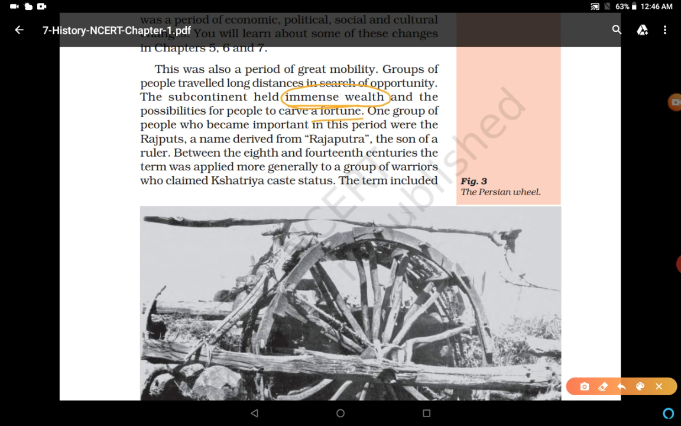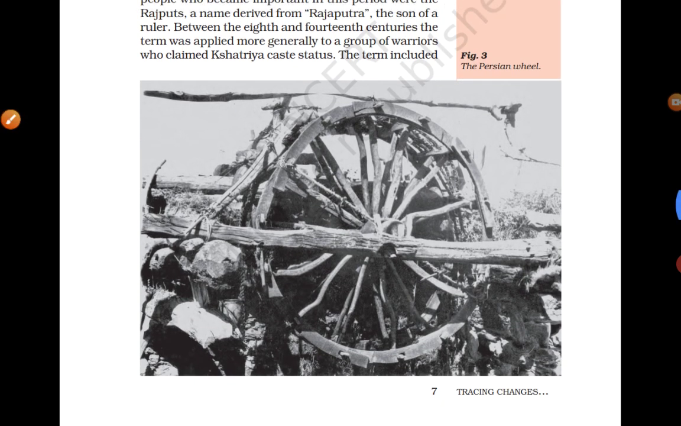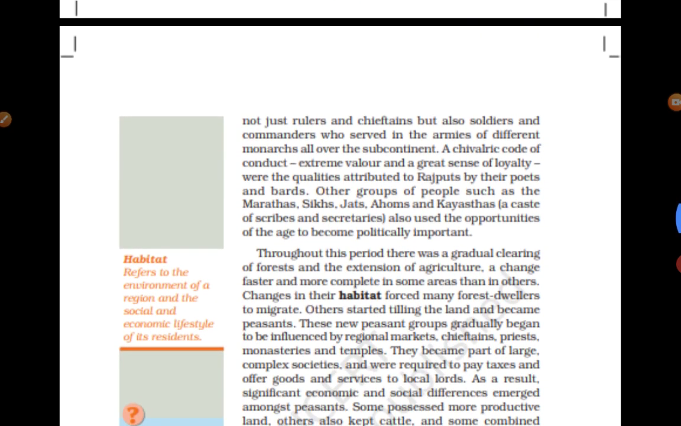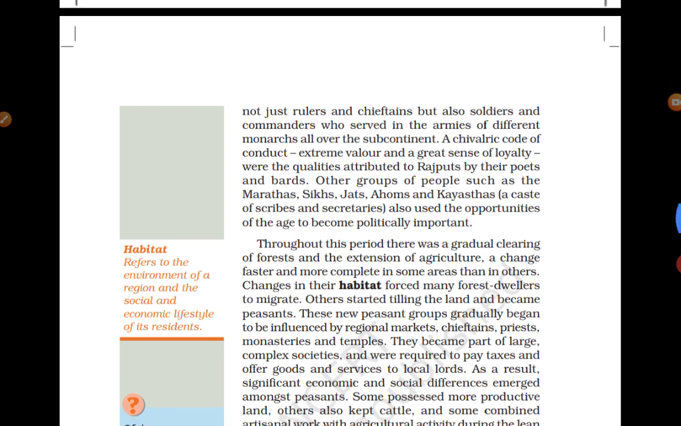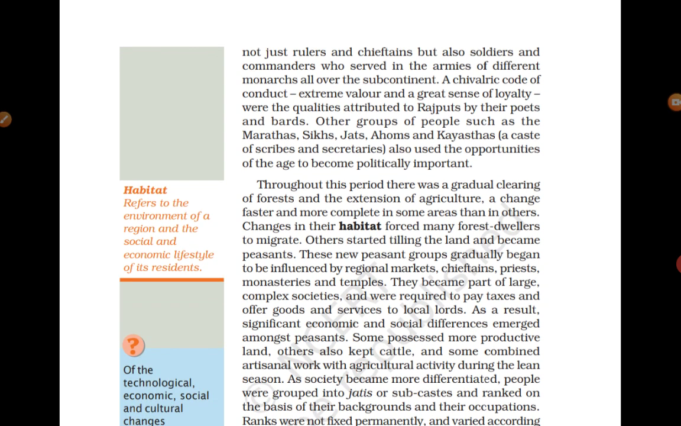One group of people who became important in this period were the Rajputs. The word Rajput is derived from Rajputra, meaning the son of a ruler. Between the 8th and 14th century, the term was applied more generally to a group of warriors who claimed Kshatriya caste status. The term included not just rulers and chieftains but also soldiers and commanders who served in the armies of different monarchs all over the subcontinent.